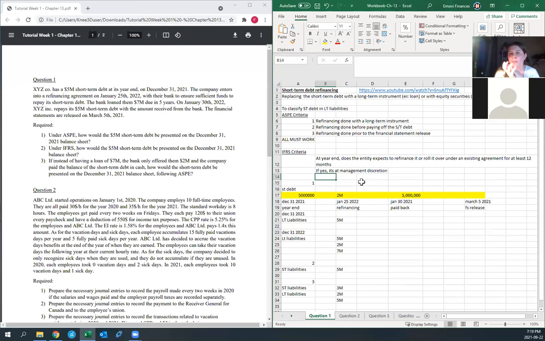Okay, and what's the other case? The other case is that they had a refinancing agreement before year end, so on December 15th, for example, instead of after year end. Okay. Clear? Yes, thank you. Okay, perfect. So that's basically it for short-term debt refinancing.